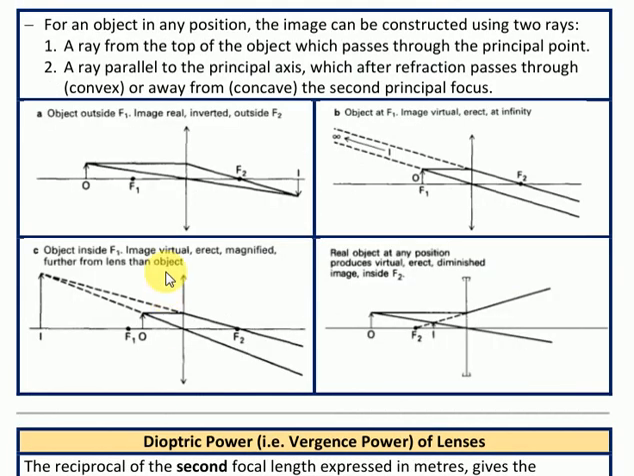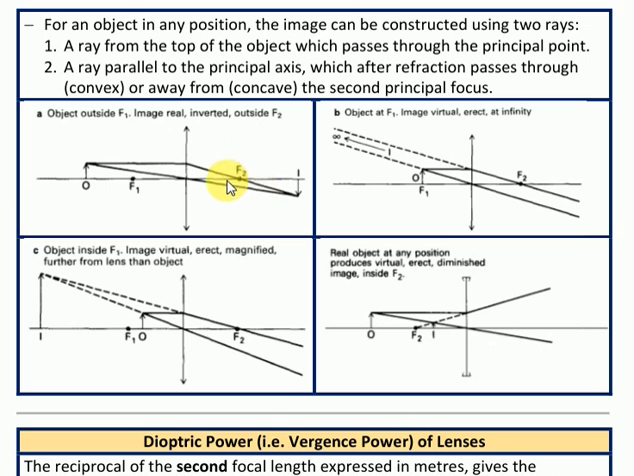So for an object in any position, the image can be constructed using two rays: a ray from the top of the object which passes through the principal point undeviated. This is the first ray. So the first ray passes through the principal point undeviated, and a second ray parallel to the principal axis, after refraction, passes through the second principal focus.